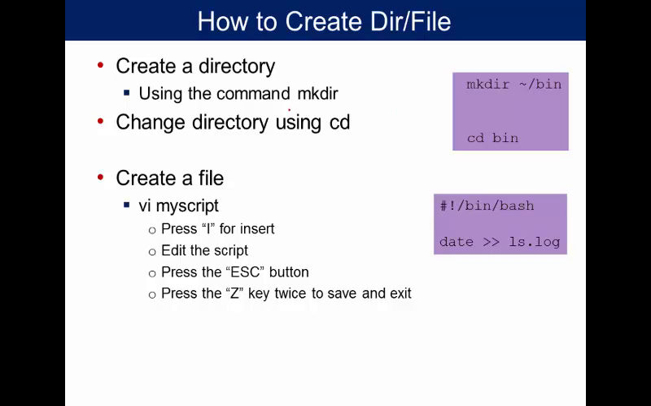I want you to create a new directory called bin under your home directory. So mkdir is the command to create the directory. Directory name is bin, and you can change to that directory by using the command cd. Then we use the vi editor. So vi and my script. Press i. It's not L. I for insert, and you edit this simple script.